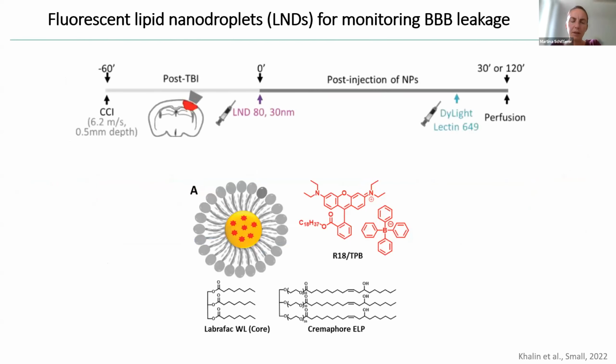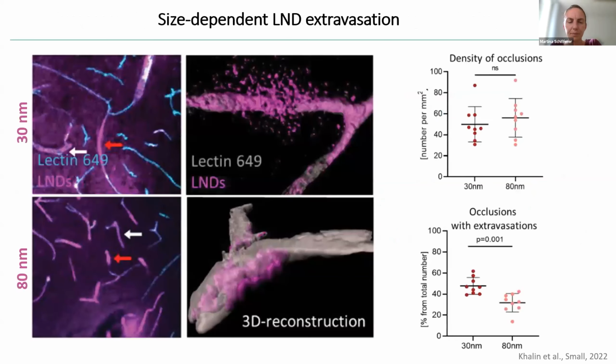And this is how the experiment looks. So basically our collaborators do the controlled cortical impact, and then the lipid nanodroplets are injected. And at the end, we also inject a lectin to basically label the healthy blood vessels, so the whole vasculature. And this is how this experiment looks.